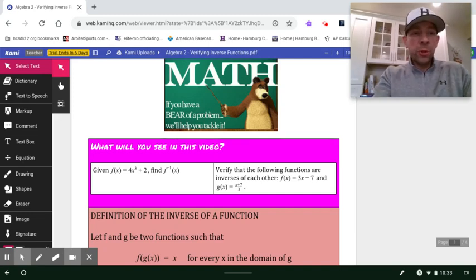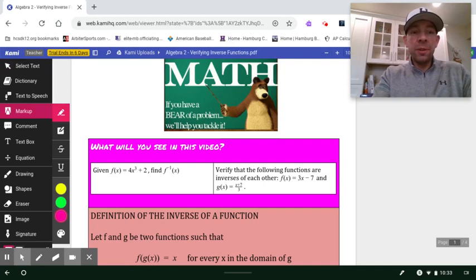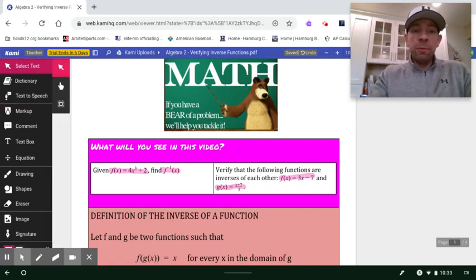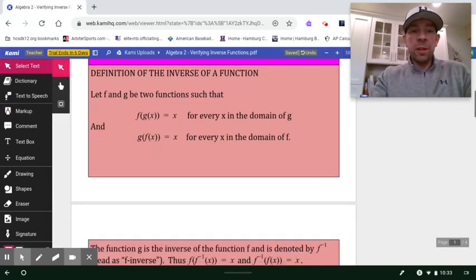But first and foremost, a quick little overview of what we're going to get into here today. First of all, we're going to give you a function like this nice cubic function and just refresh the steps that go into finding f inverse. But more importantly today, if I'm given f of x and I'm given g of x, how could I prove or verify as efficiently as possible that they are indeed inverses of each other?